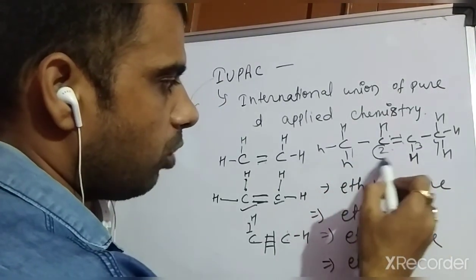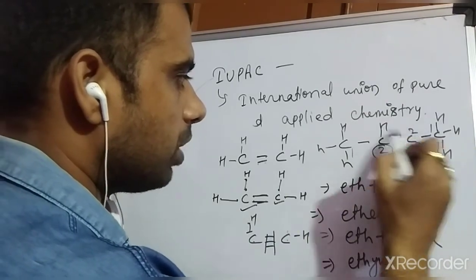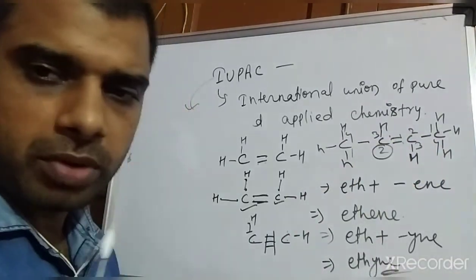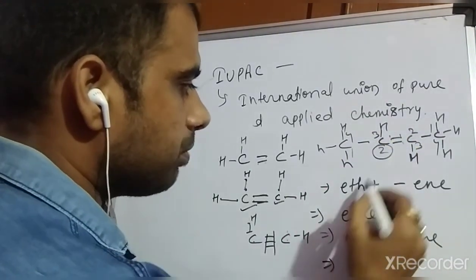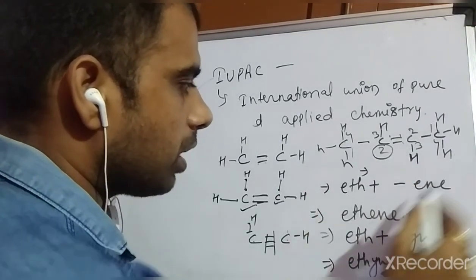It should get the lowest position. From this side 1, 2, 3, 4. No problem with that one; from any side you can take. What is the name of this organic compound? The total number of carbons is 4.